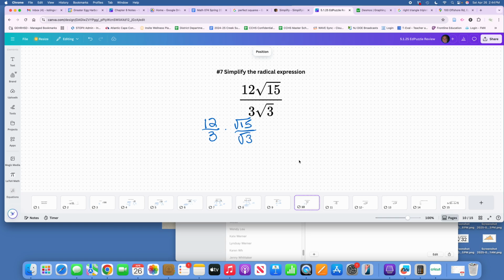Okay, so 12 divided by 3 is easy, that's 4. I'm going to rewrite this as 15 divided by 3 all under the same radical, because I can simply go 15 divided by 3 is 5. So now that changes to 4 radical 5, and that's the answer. I can't reduce it any more than that.